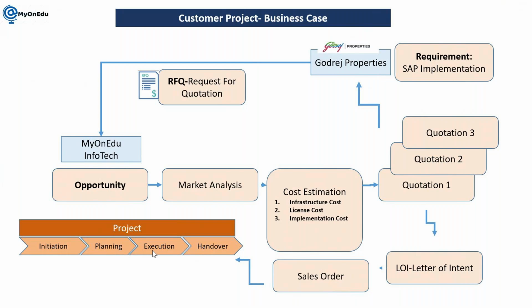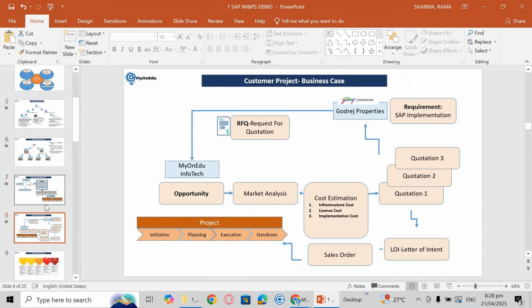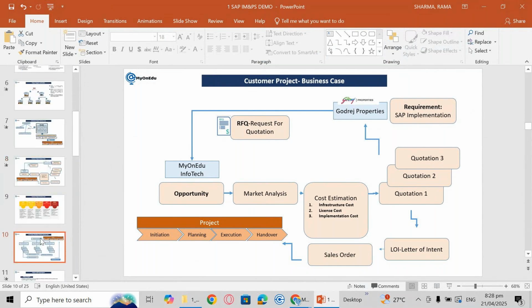Yeah, sir, just one query. Like PR is an internal document and PO is a legal document. So in the SD part, sales order is a legal document, no? Between the buyer and... Correct. Correct. Okay.